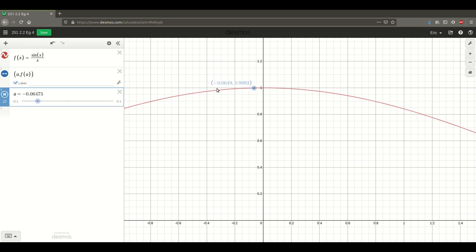So as our values of x are getting really close to 0 from the left, our values of y are getting closer and closer to 1. And as we get closer and closer to 0 from the right, our values of y are getting closer and closer to 1. So once again, it does not matter that this function isn't defined at 0. What matters is that the y values slow down. The y values tend towards a specific value.